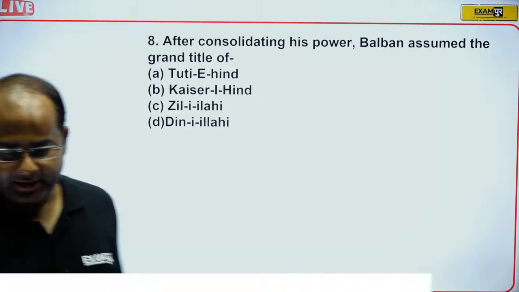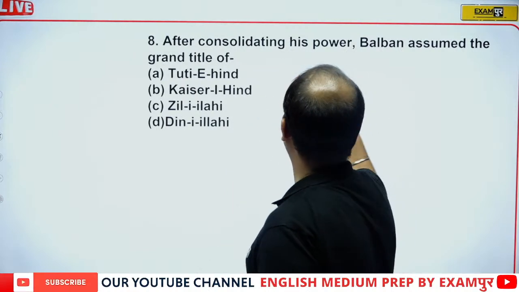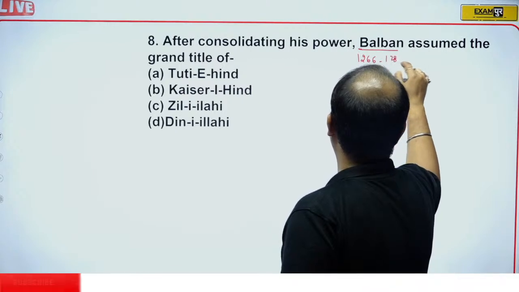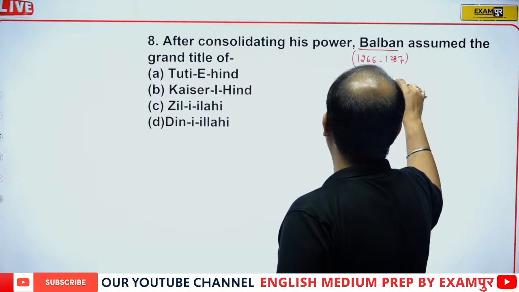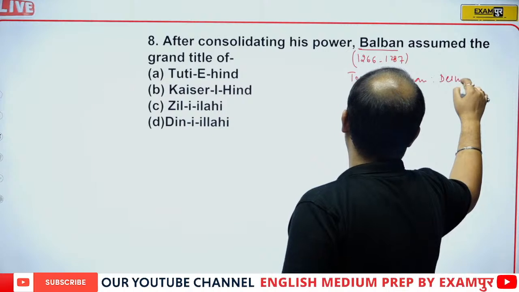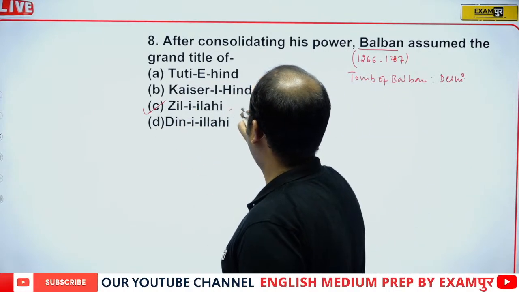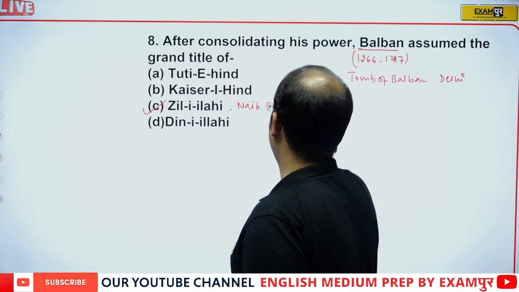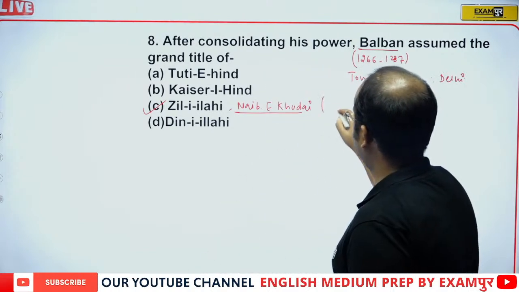Okay, so that will be, guys, option C. Very good, guys. So that was a simple question. Balban ruled from 1266 to 1287, and the tomb of Balban is in the Delhi Qutub Minar complex. He adopted the title of Zille-Ilahi and Naib-e-Khudai.